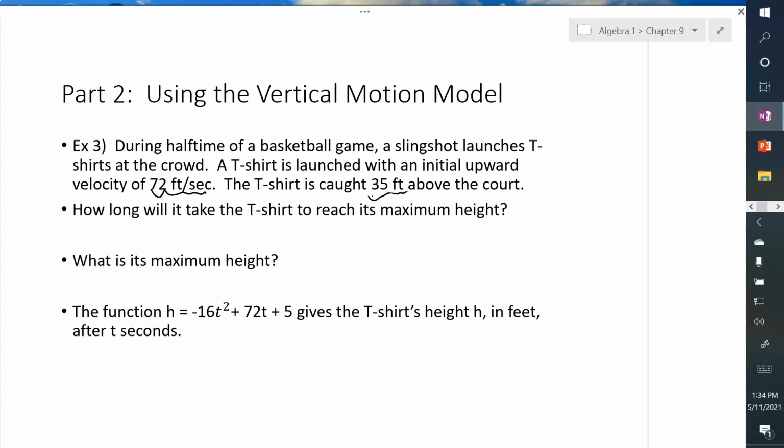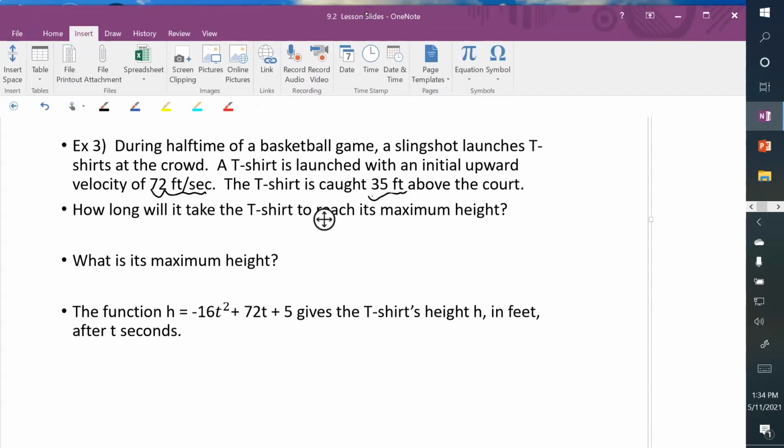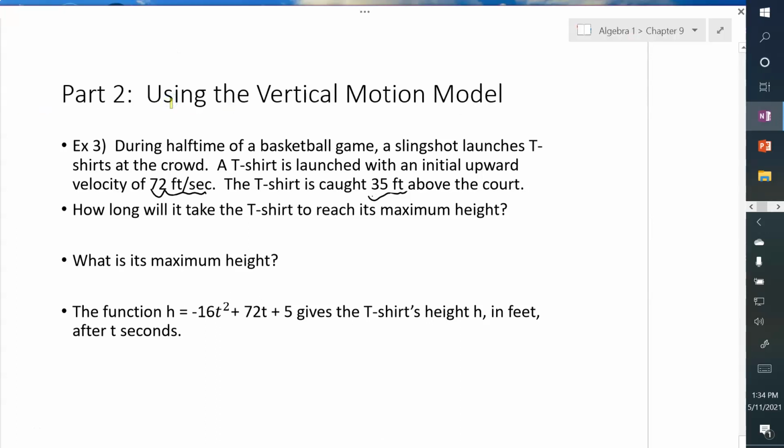And here we're given the function h equals negative 16t squared plus 72t plus 5. So we're going to use that function, and we're going to figure out how long it takes to reach its maximum height and what that maximum height is. Now, one thing I want to point out is that maximum height is where it's going to change direction. So that's going to happen at the vertex. So what we really want is the vertex.